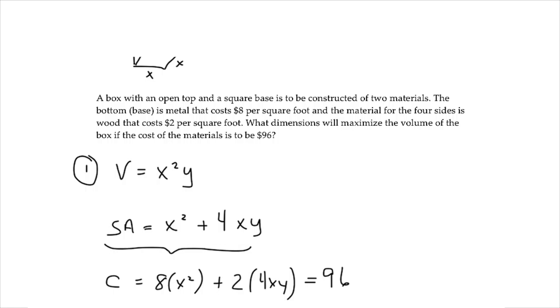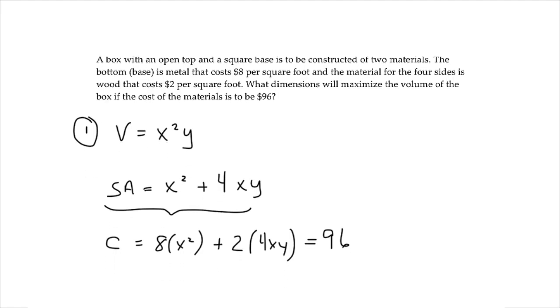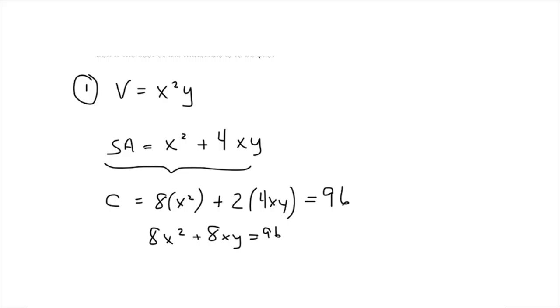Because it's got to be 96, that allows us to solve for one of the variables. So I'm going to get 8x squared plus 8xy, and that's got to equal 96. No two ways around it. Let's solve for y so we can plug it right back in here. We get 8xy equals 96 minus 8x squared. We subtract 8x squared from both sides, and then divide by 8x.